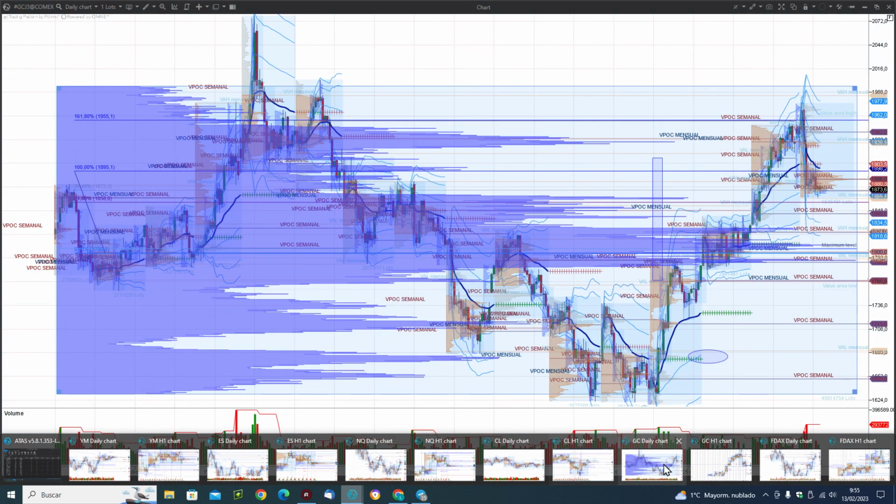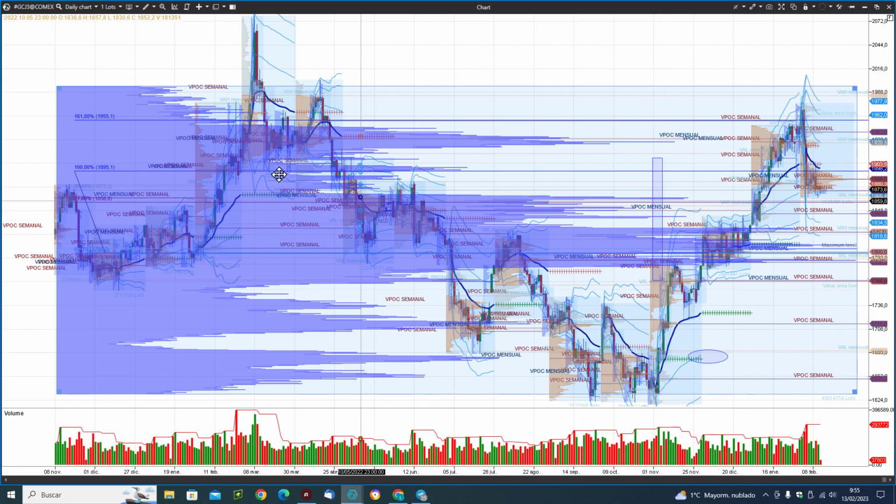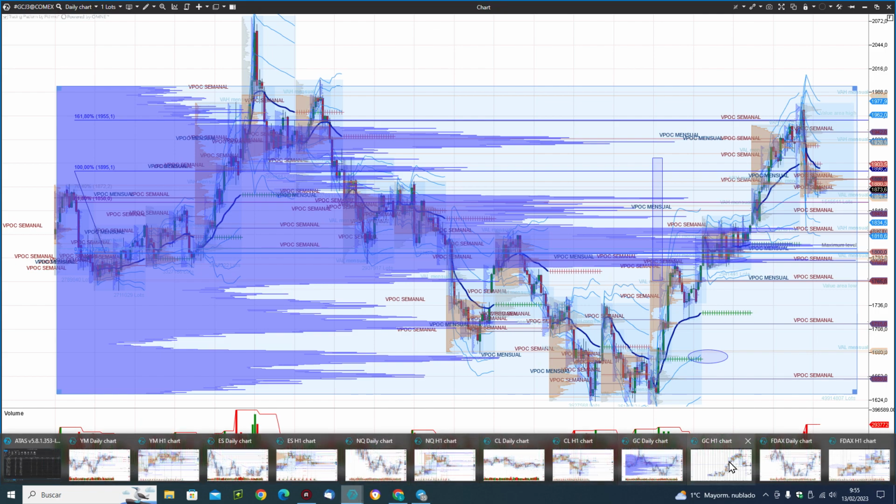Let's see what happens with gold. Gold, this great volume profile, we can see we're going to this high volume zone that begins at 1863 to 1786, with maximums at this zone at 1825, 1809.